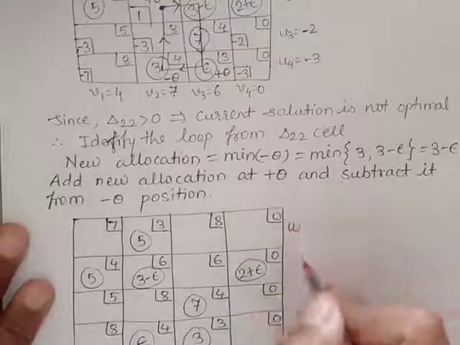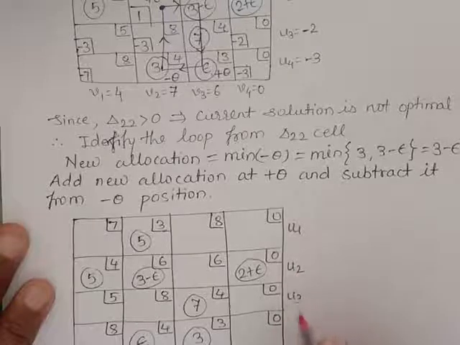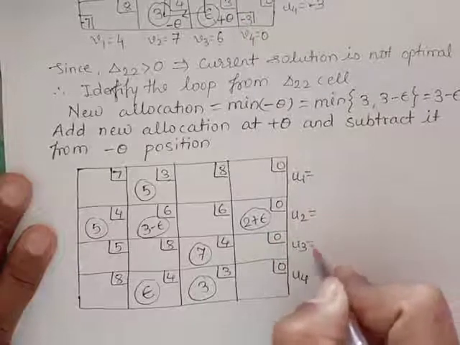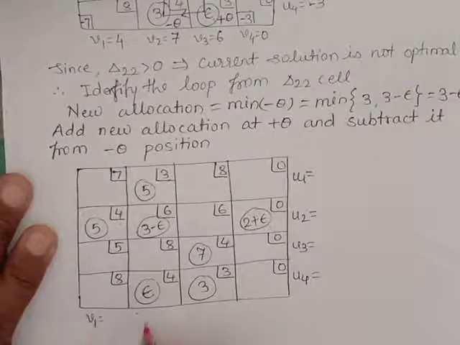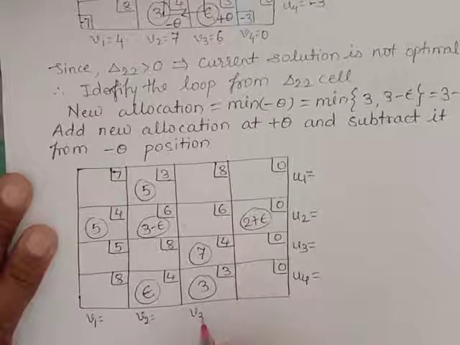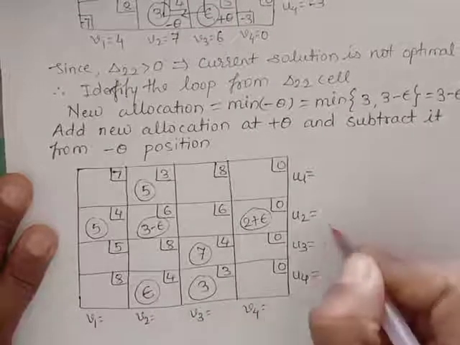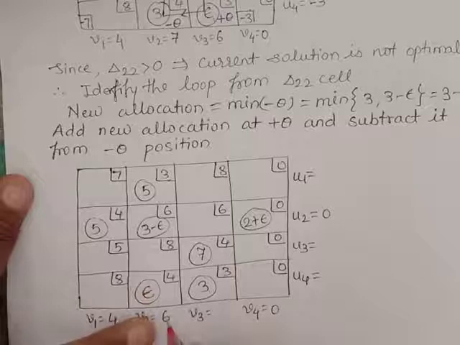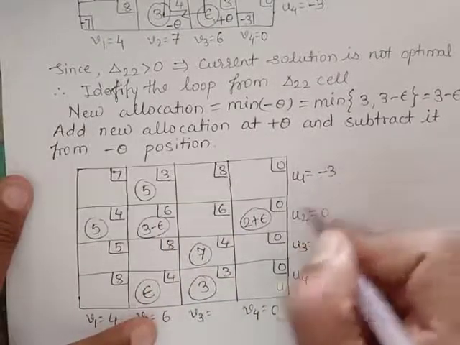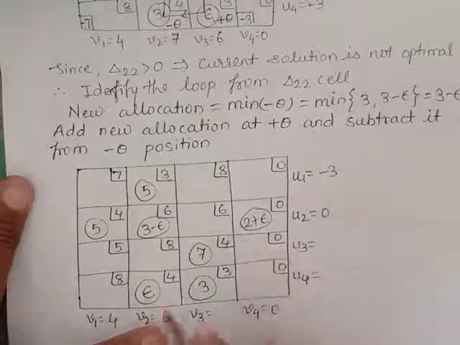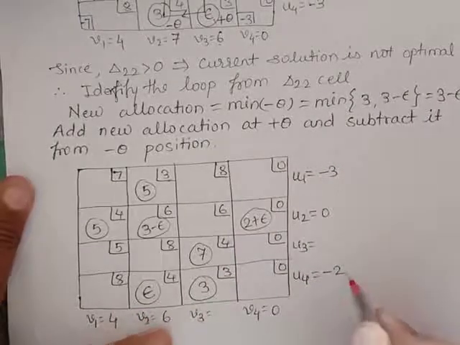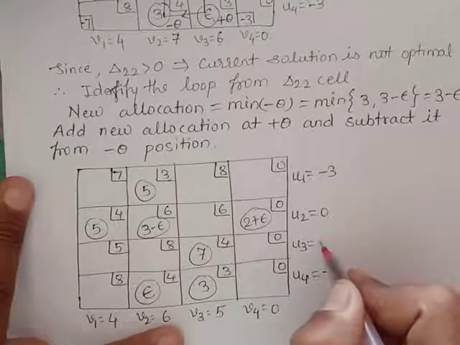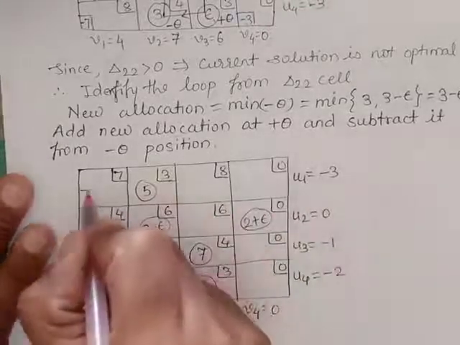Now let's determine ui and vj here. Let's determine for this table. So u2 is 0, so again before 0, this is 6, this is 4, this is 6, so it will be minus 3. Okay, this is 6, so this is minus 2, this is minus 2, so here it will be 5, and this is minus 1. Now let's find out delta ij.